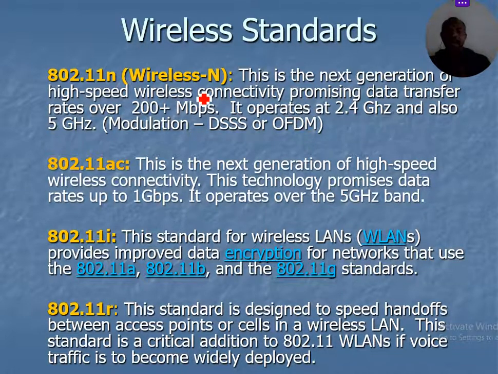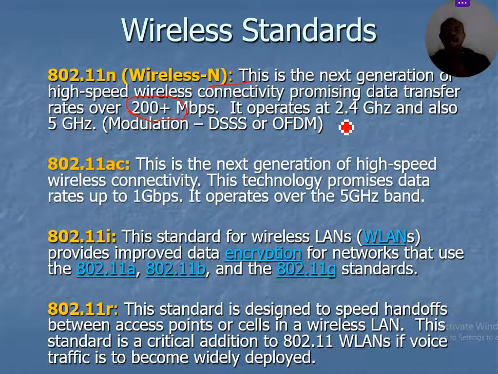Now let's move on quickly. 802.11n is a super improvement or a next level wireless. N is the next level in the family of wireless network. Now this is the next generation of high-speed wireless connectivity, which transfers high data rate, well above 200 megabit per second. You can see this is a huge improvement. Not 54 this time around, over 200 megabit per second.